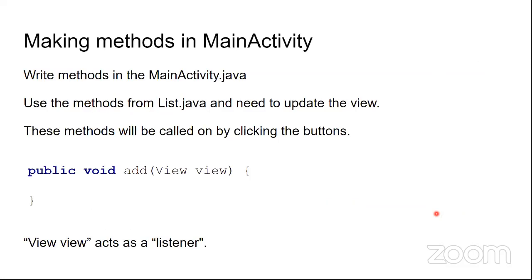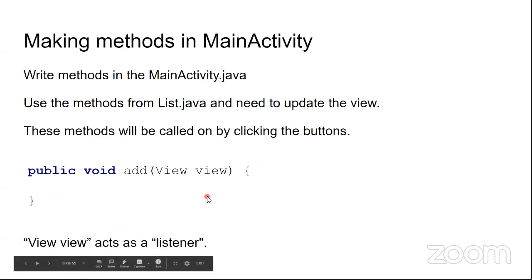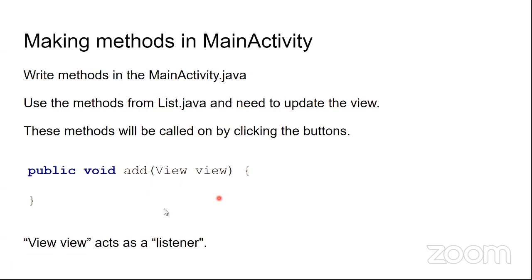We should make methods in the MainActivity.java file. Right now we wrote methods in list.java, but they only modified the ArrayList, and we also have a visual component to our app. So we also need to update the view. We will define these methods in MainActivity, and these methods will be called by clicking the buttons. You can use this syntax: public void add, and then View. The View acts as a listener. Android Studio has this object type called View.